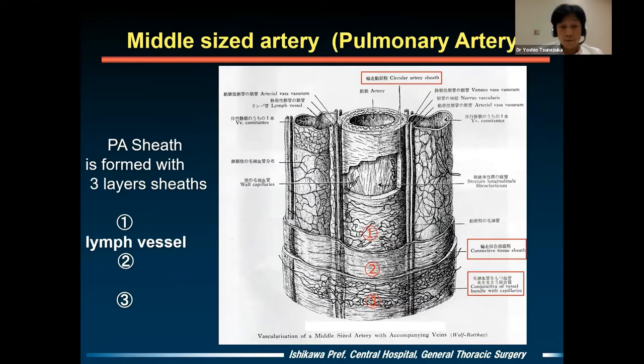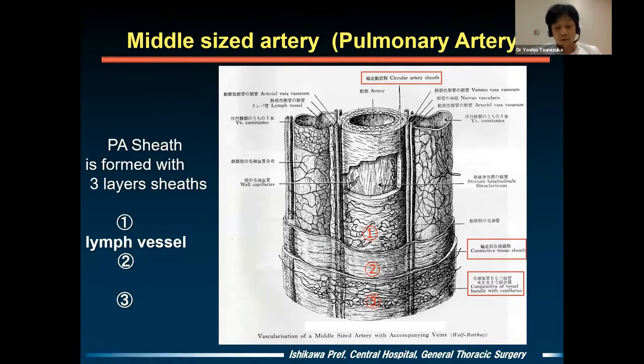The pulmonary artery is formed with three layers. The outermost layer is connective tissue of the vessel sheath with capillaries, the middle layer, number two, is a connective tissue, and the inner layer, number one, is a circular artery layer. The lymph vessels exist between the inner and middle layers.